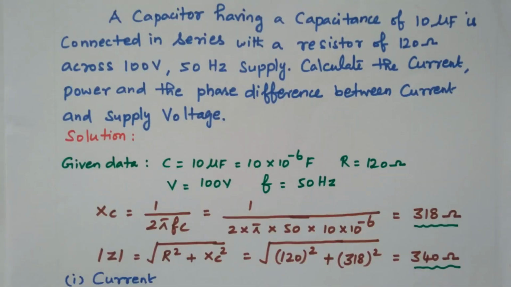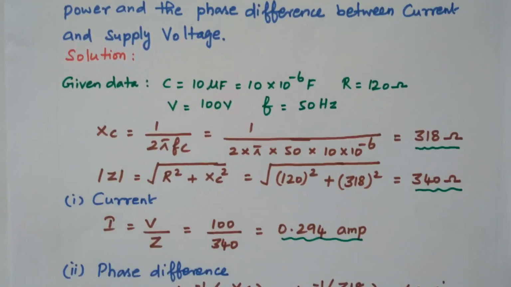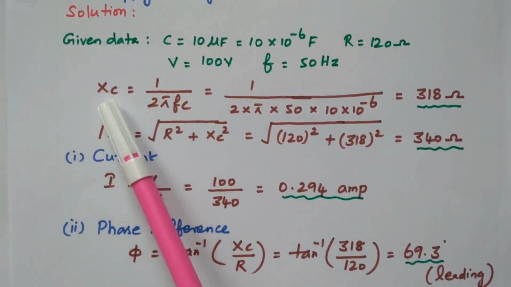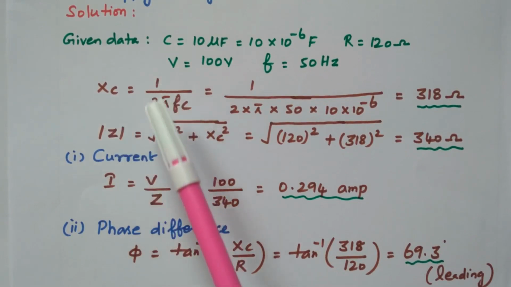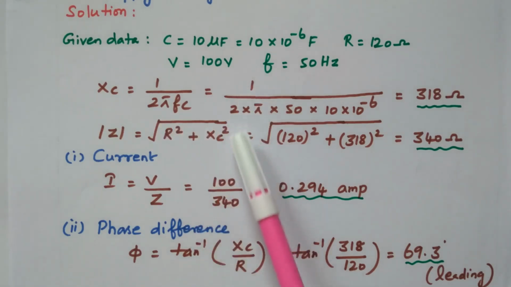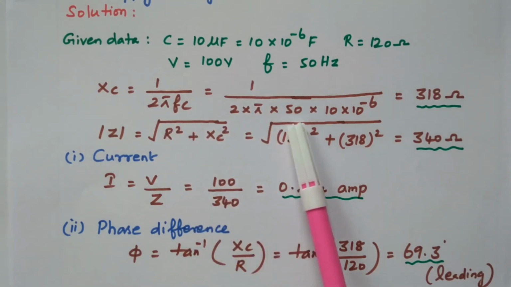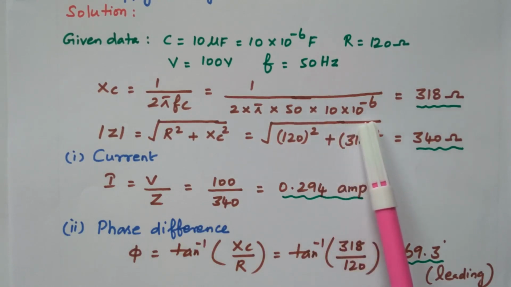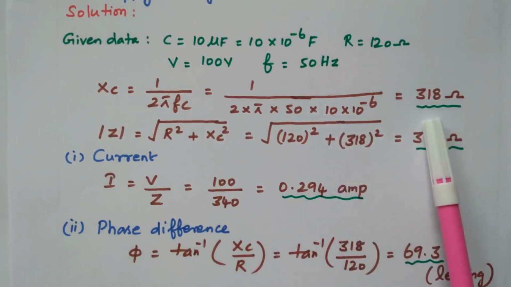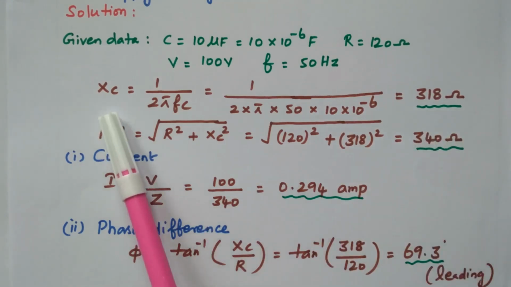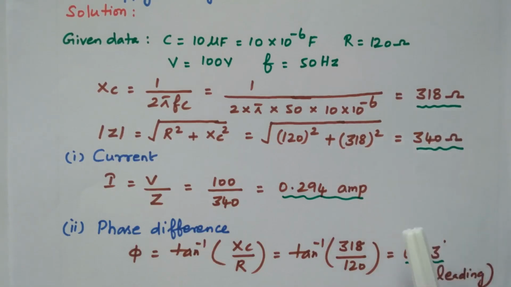Before finding the values, first we will find the capacitive reactance, Xc. Xc equals 1 divided by 2 pi f c. So substituting the values, 1 divided by 2 pi, the frequency is 50, the capacitor value is 10 into 10 to the power minus 6. By simplifying this, we got 318 ohm. The capacitive reactance is 318 ohm.